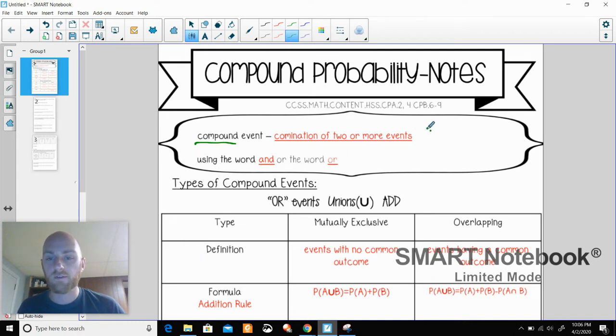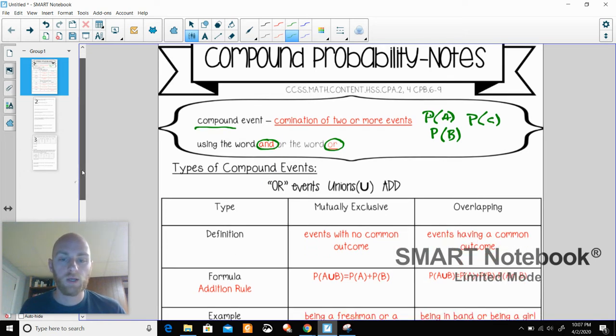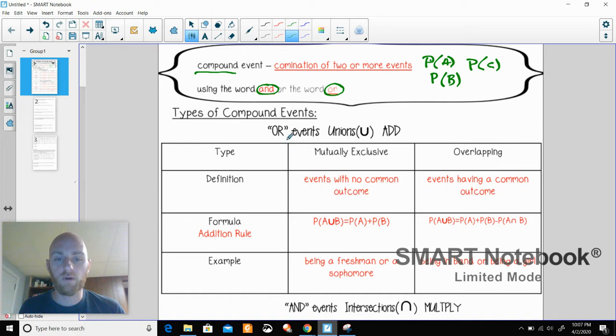So you will have different events, like the probability of event A, and you could have the probability of event B. You could also have the probability of event C happening, but that's later down the road if we get there. So for now, we'll look at just two probabilities happening using the words "and" or the word "or." So these are our two key words, and you'll see those come up in the word problems in the examples themselves. All right. So we're going to first focus on "or" events, okay?